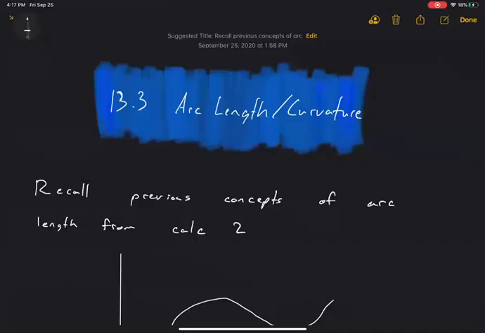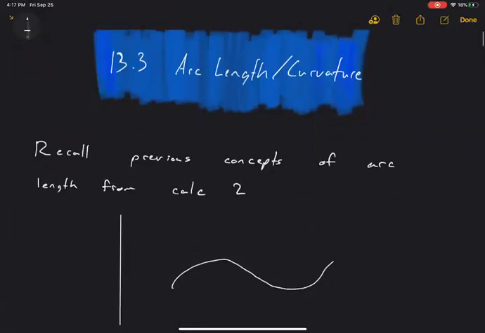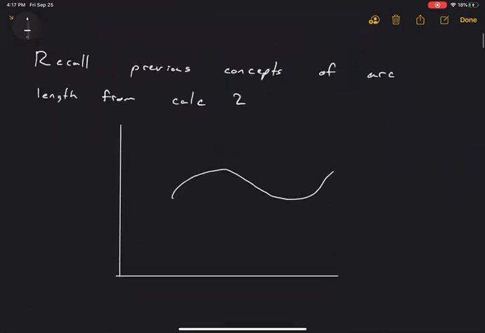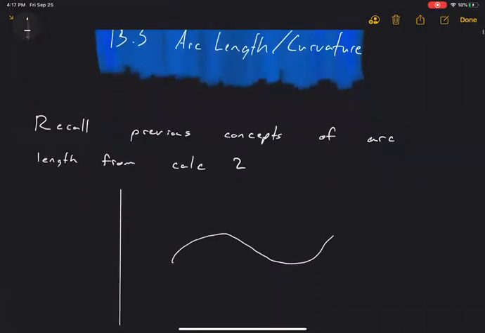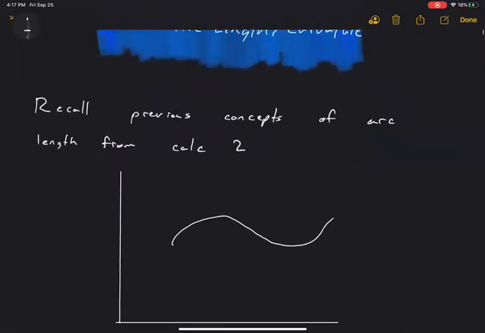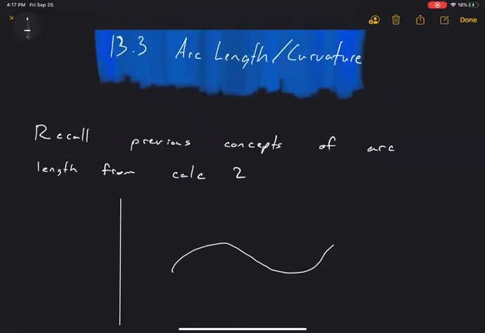All right, everyone. Beginning section 13.3, last section of chapter 13 that we're going to cover. So we're going to be talking about some of the properties of these vector valued functions and their curves, their graphs. So in particular, we're going to be talking about arc length and something called curvature.